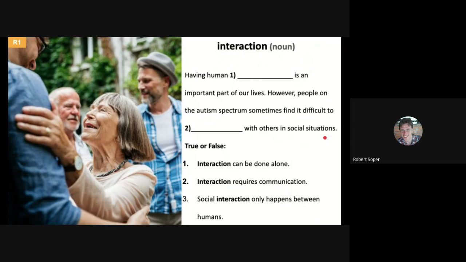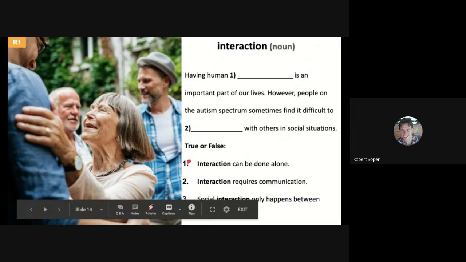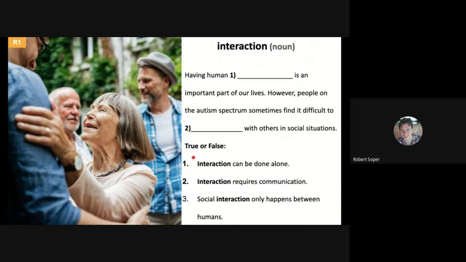Let's move on to our true or false questions. So interaction can be done alone. Is that true or false? The correct answer there would be false. Interaction always involves other people. It's a form of communication or collaboration. And to communicate and collaborate, you need more than one person.